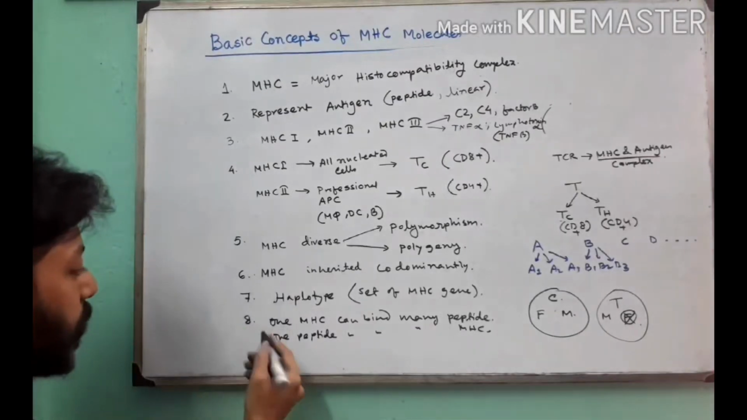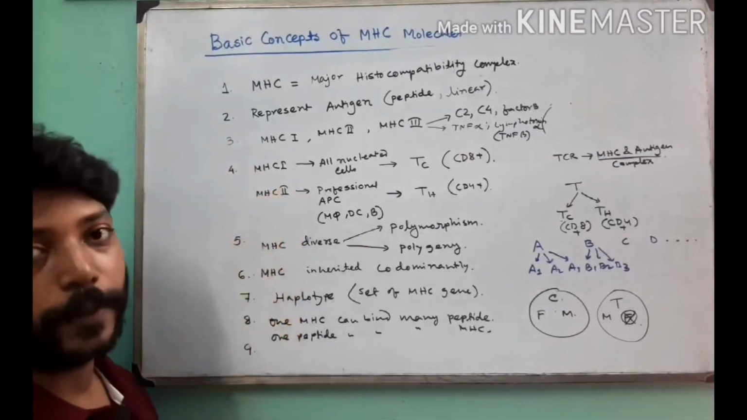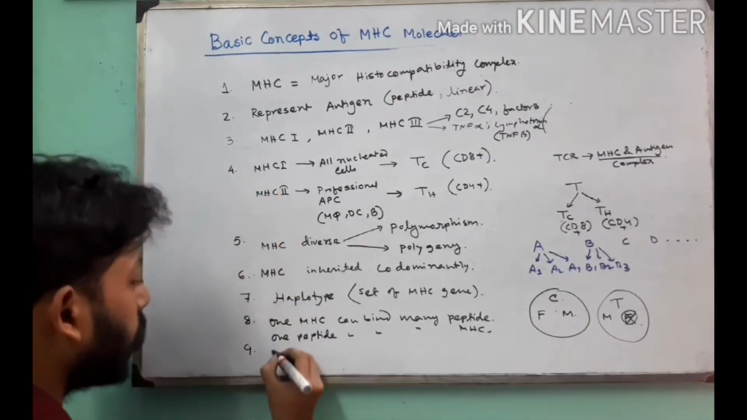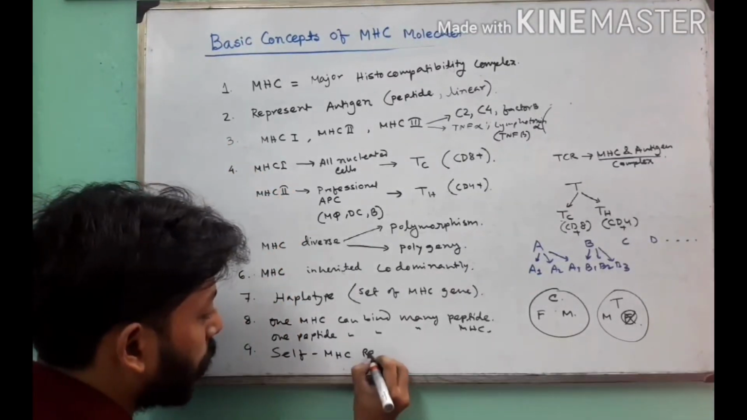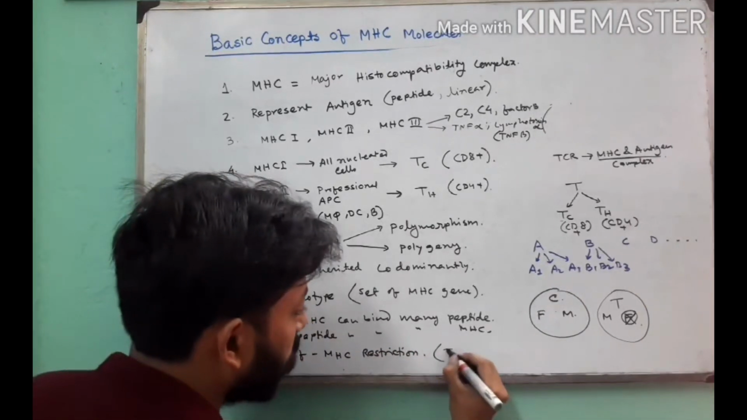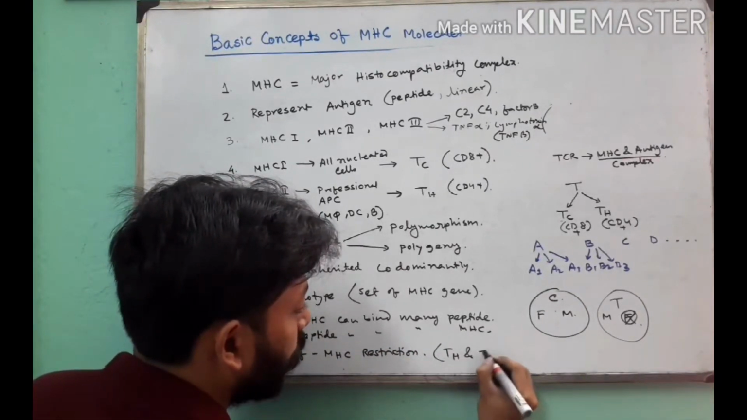Okay, the last point, a major function of MHC molecules is called self-MHC restriction, for two cells. One is the T helper cell and the other is the TC cell.